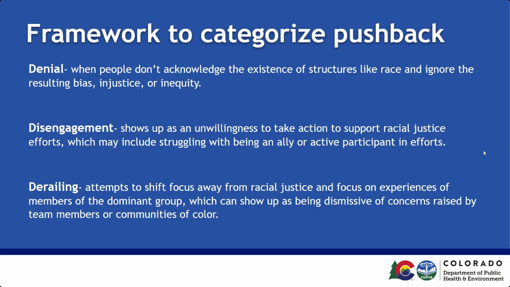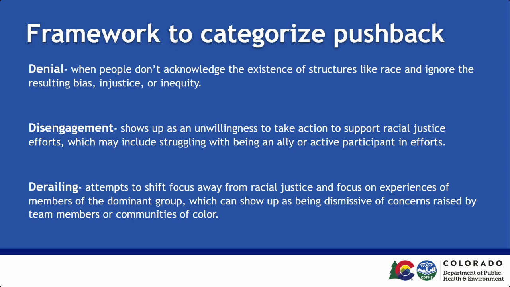And the terms here that they'll go through with you are denial, when people don't acknowledge the existence of structures like race and ignore the resulting bias, injustice, or inequity. Disengagement shows up as an unwillingness to take action and support racial justice efforts, which may include struggling with being an ally or active participant in efforts. Derailing attempts to shift focus away from racial justice and onto the experiences of members of the dominant group, which can show up as being dismissive of concerns raised by team members or communities of color.